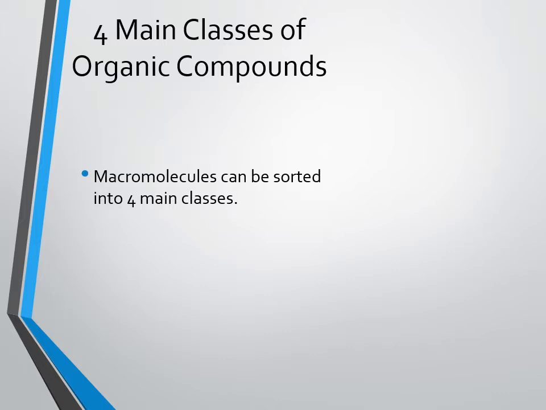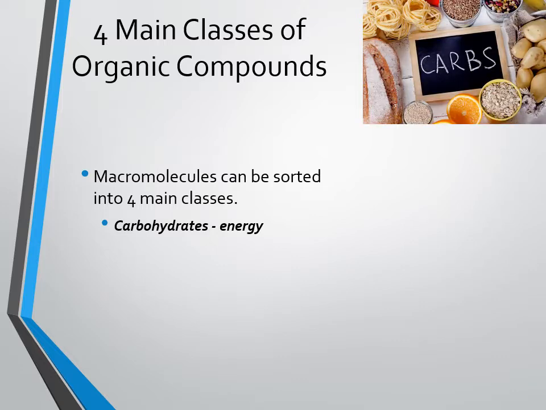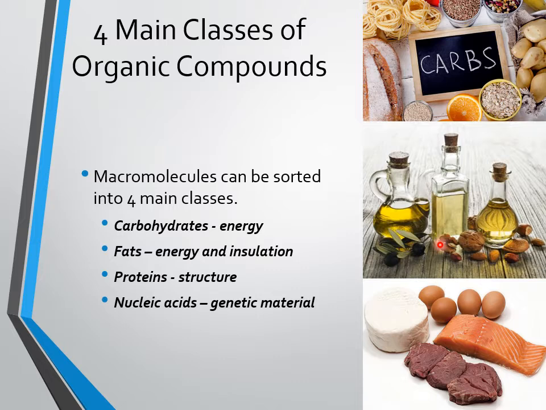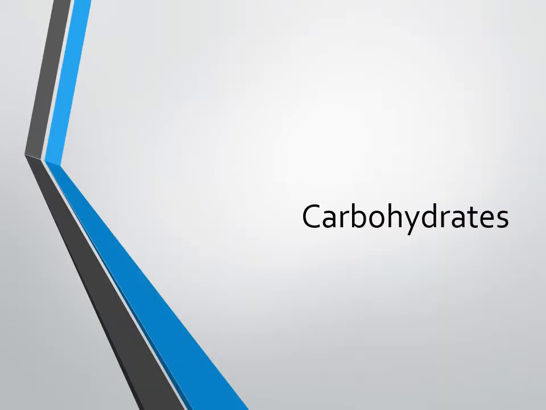Okay, so macromolecules can be sorted into four main classes, which we've already gone over, but those are carbohydrates, which normally give you quick energy. Fats, which give you energy, which is very slow energy, and insulation. So these are oils and fats. Proteins give you structure, and then nucleic acids give you genetic material. And that's a picture of protein, of course. Anything that was once living you can get from nucleic acids.